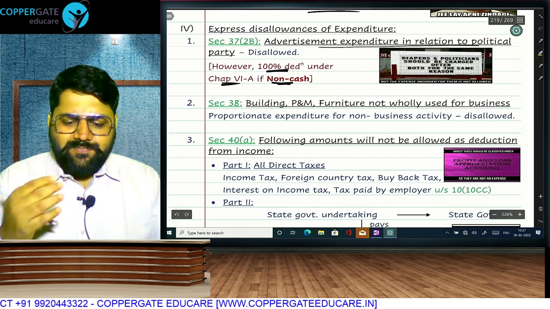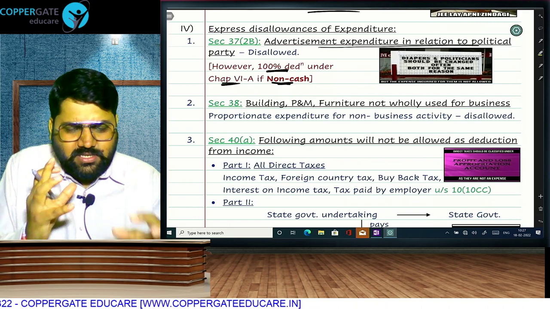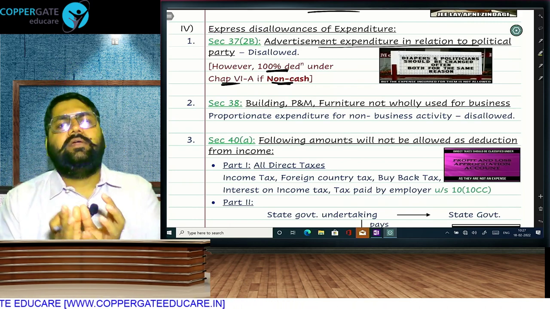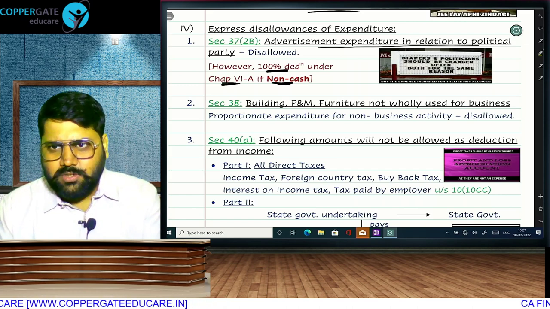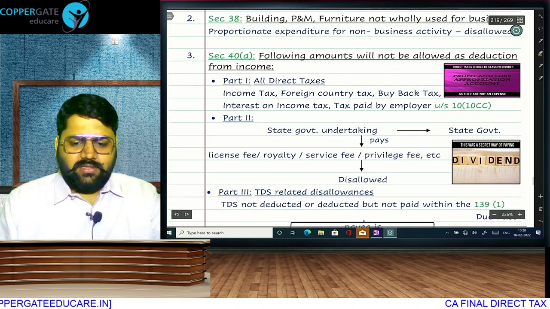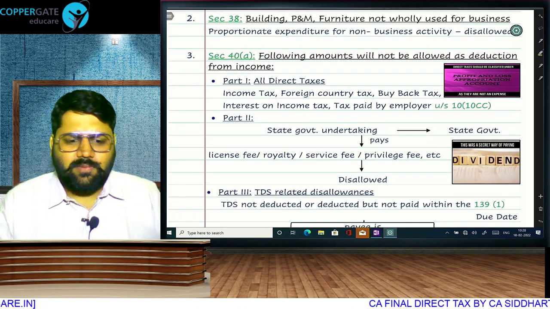Next, for building plant, machinery and furniture, if you are using combination, little business, little personal, then find out the proportion of personal and only that proportionate will be disallowed. Do not disallow the full amount, disallow only the proportion, building plant and machinery and furniture. Then comes 40 clause A, which has got multiple parts. So let's talk about one by one.